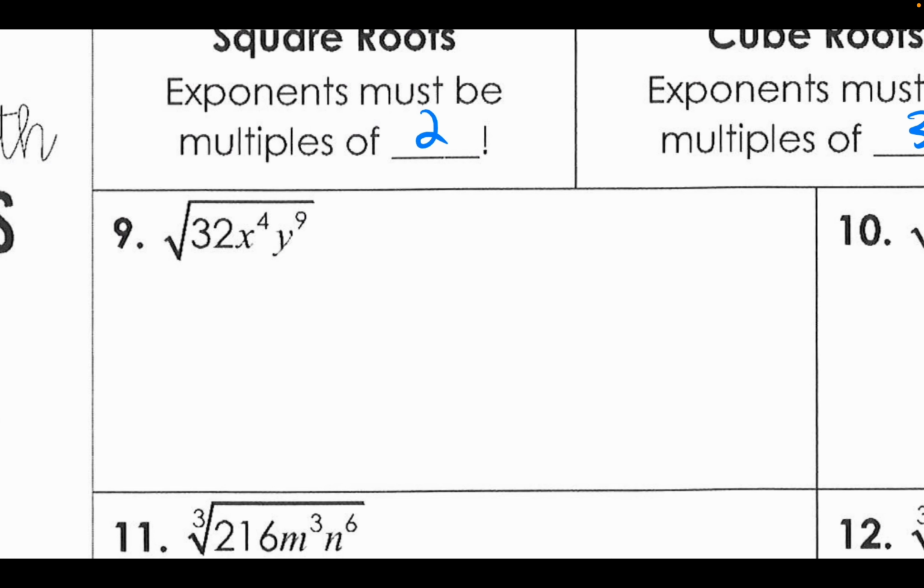So the square root of 32, x to the fourth, y to the ninth. The perfect square portion is the square root of 16, and I'm going to leave a space on purpose. Then the imperfect square is the square root of 2, because 16 times 2 is 32.